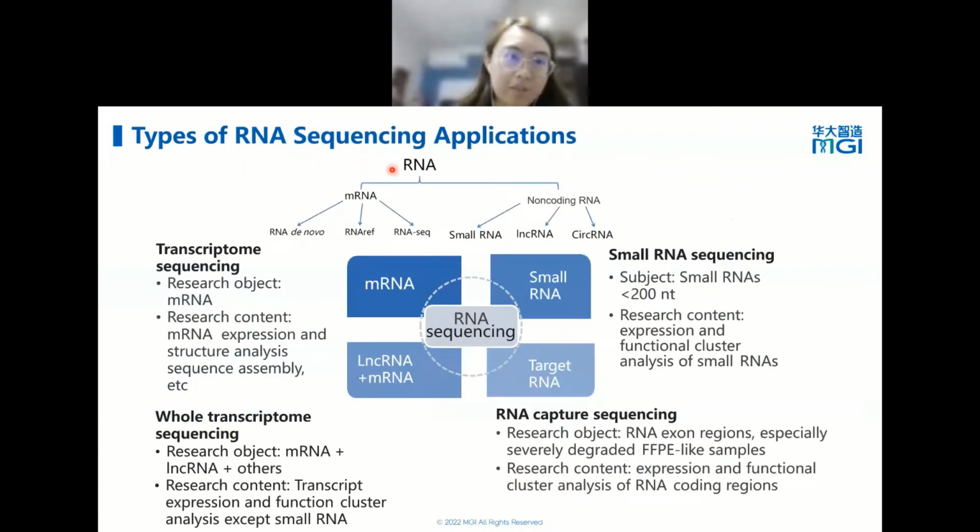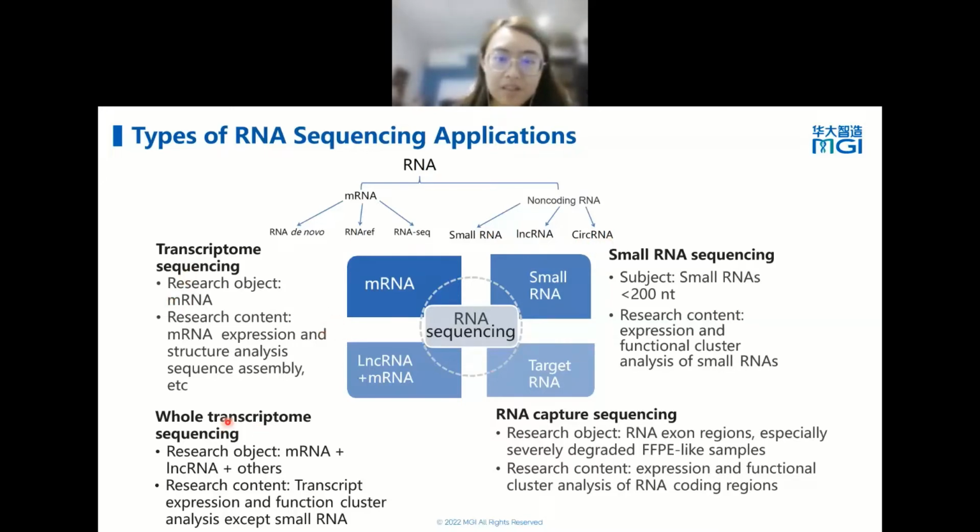There are many types of RNA sequencing applications, and as I believe we are all aware, RNA is composed of different types of RNA. The most common one that we study is the mRNA. From mRNA, we can do de novo analysis or reference-based analysis, and of course the RNA-seq. Then the other part of RNA is the non-coding RNA that researchers often look at, which consists of small RNA, long non-coding RNA, and circular RNA.